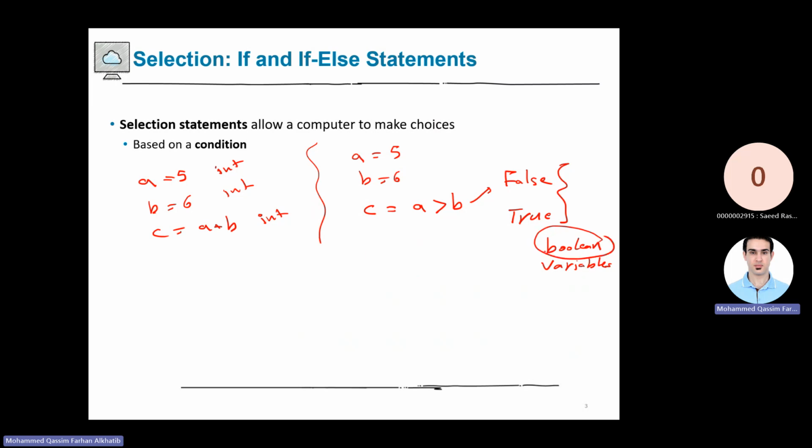So let's extend our data types foundation. Last week we did integers, we did floats, we did strings. Now we have Boolean. The good thing about Boolean, only two values, true with uppercase T and false with uppercase F. So the value of C, if you go check the memory or the variable explorer, the data type will be Boolean and the value is false. So this is the name. Remember, every variable has a name, type, and value. We'll confirm that in a few minutes.